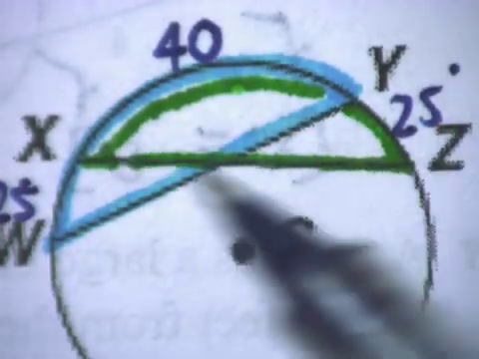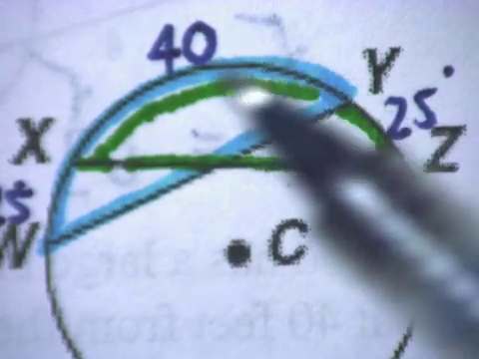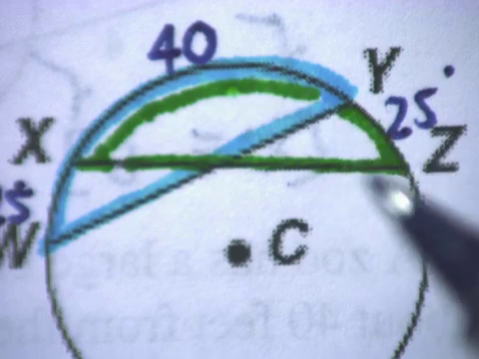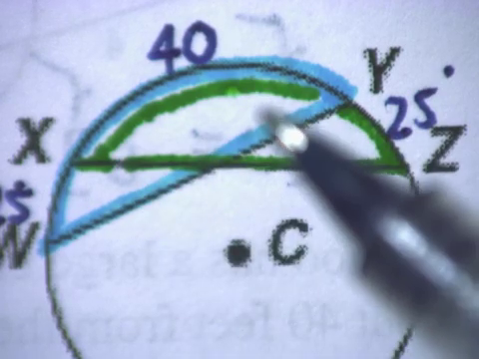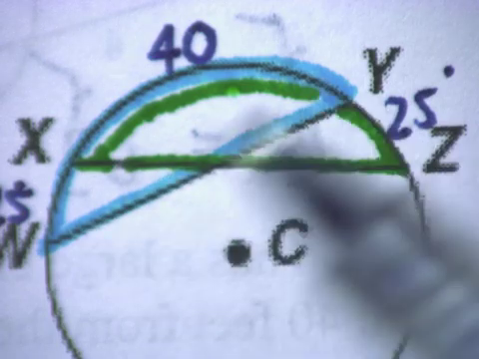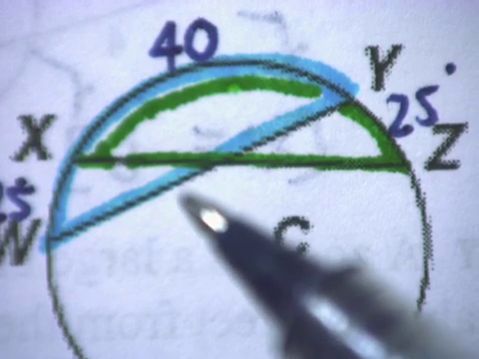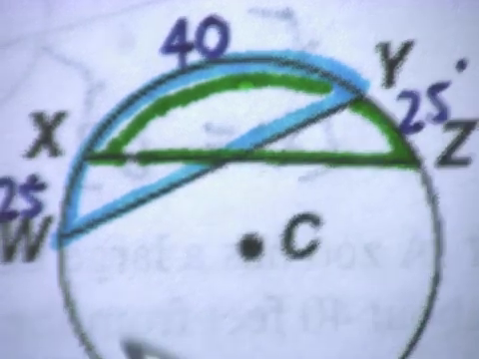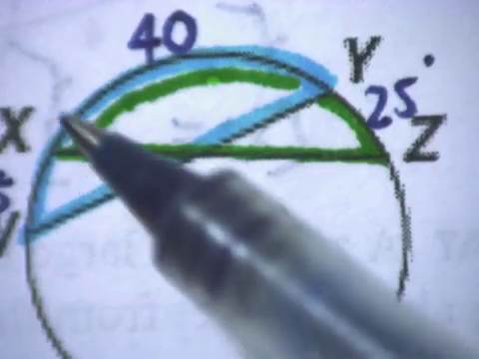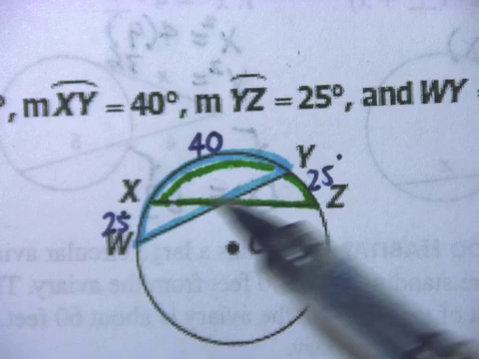The chord WY makes an arc that's 65 degrees long, right? But then look at chord XZ. XZ in green makes a chord that's 40 plus 25. That's also 65 degrees. Well, if these two chords are making arcs that are the same size, what do we know about the two chords? What do we know about this blue chord and this green chord? If you remember, the rule says that if the arcs that they create are congruent, then the chords themselves are congruent. So WY is congruent to XZ.